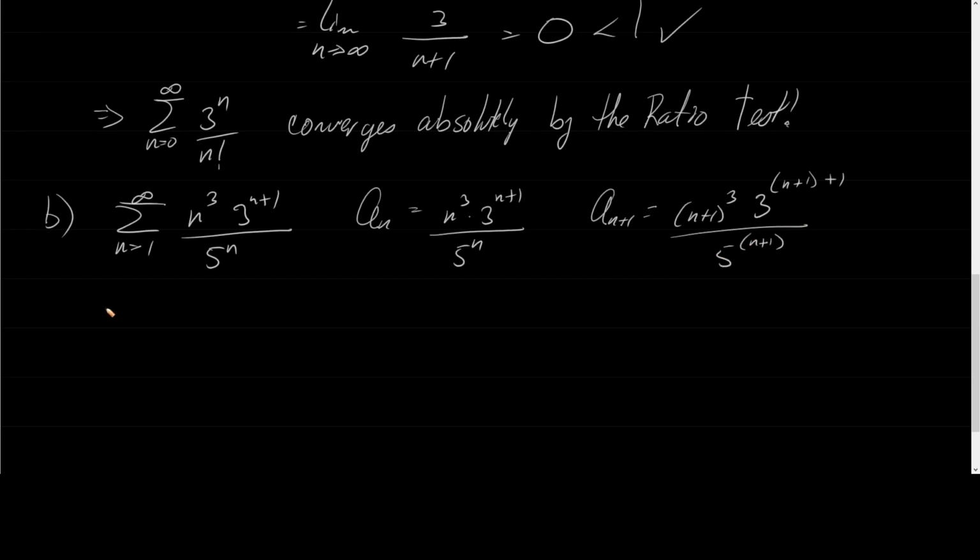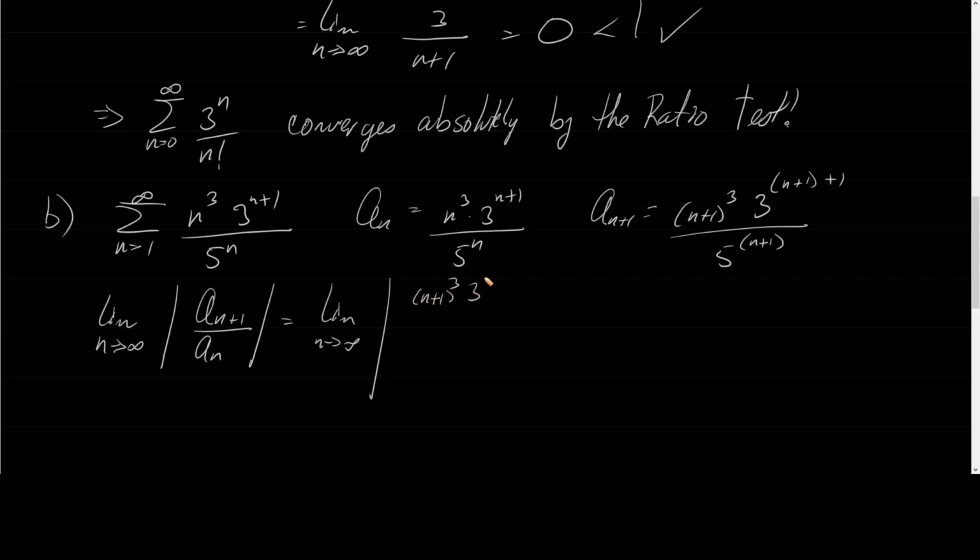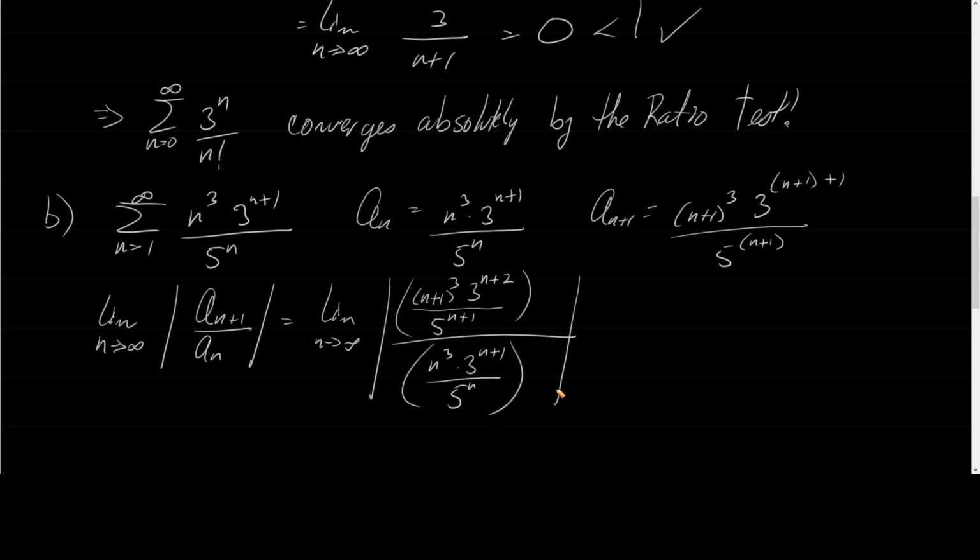We're doing the limit as n goes to infinity. We're doing the ratio test, right? So a sub n plus 1 over a sub n gives us the limit as n goes to infinity of a sub n plus 1. I'm going to write this over here as n plus 1 cubed times 3 to the n plus 2 over 5 to the n plus 1. And we have that over a sub n, which was n cubed times 3 to the n plus 1 over 5 to the n. All right, that's awful.